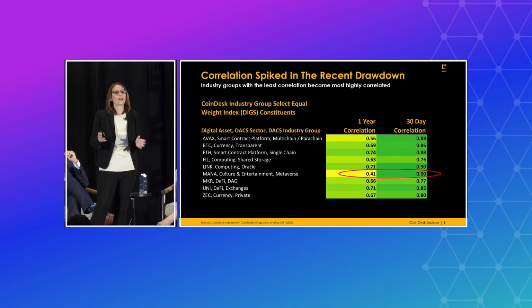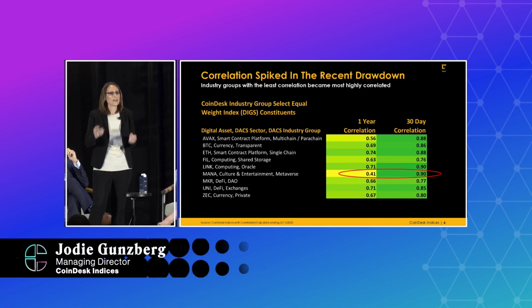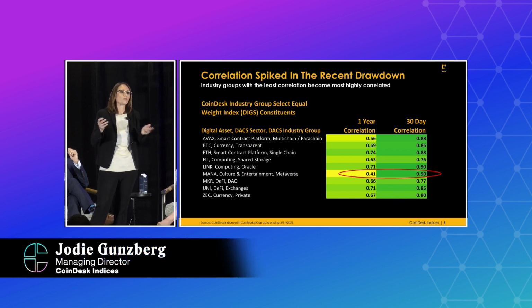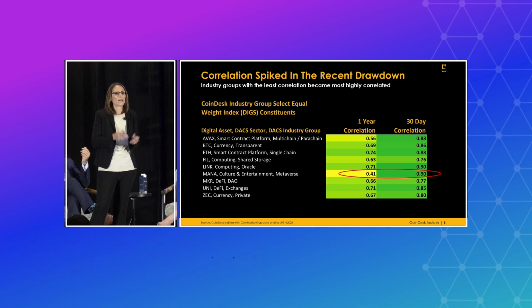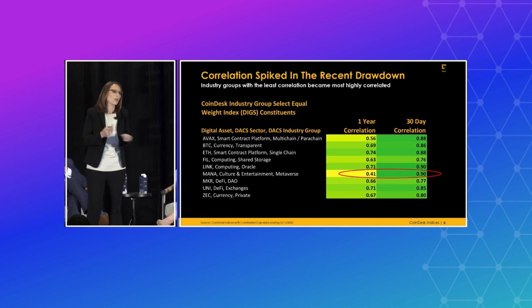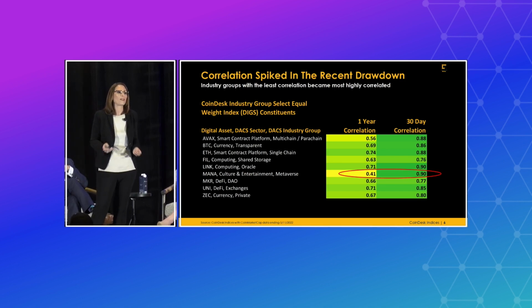But you need to be aware, and we need to keep these sector and industries up to date, because what changed is the risk profile. While Mana was the worst performing asset over the past year, it was the lowest correlated. And just in the last 30 days in this drawdown, it became the most correlated industry group to all of the other industry groups. So the risk profile changed, and you really need to take that into consideration when you're constructing your portfolios and managing your risk.